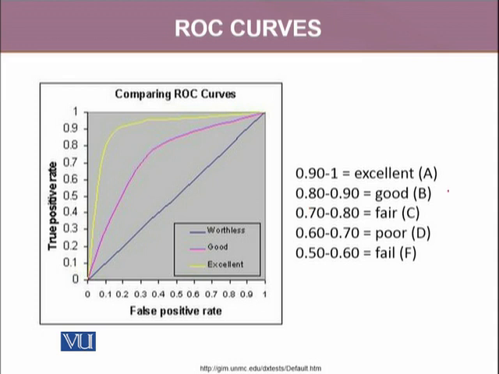There are a few cut points which are given. For any test, if the area under the curve is between 0.90 and 1, it will be considered an excellent test. A test having area under the curve between 0.80 and 0.90 will be a good test. Whereas a test will fail if the area under the curve is 0.5 to 0.60.